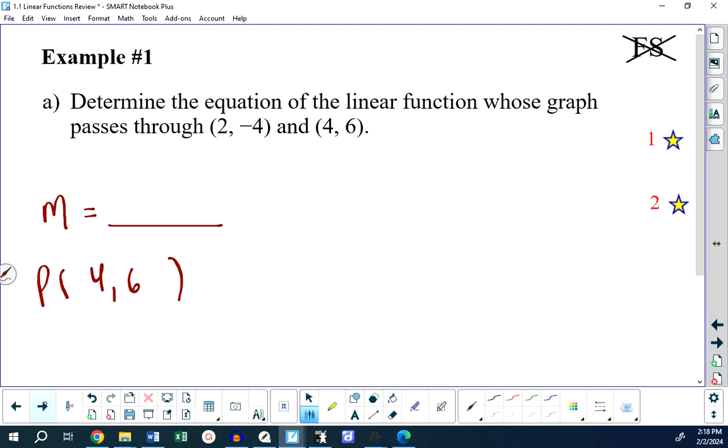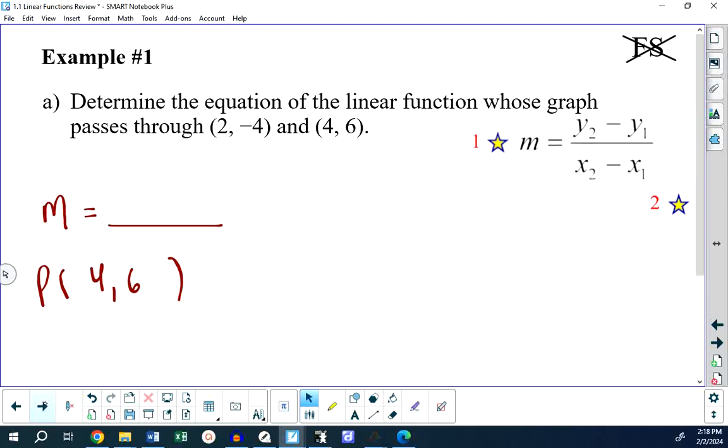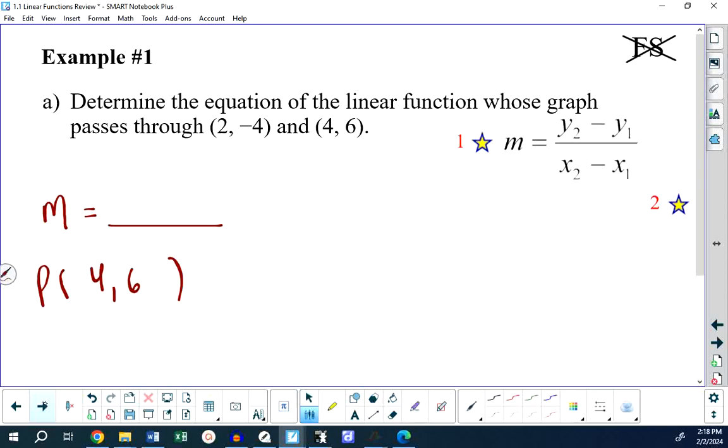So how are we going to find the slope? Well, you're going to use your slope formula, right? So your slope can be found by taking the y-coordinate of one point minus the y-coordinate of the other point over the x-coordinate of that first point minus the x-coordinate of the second point. Now this first example is very simple. It's not even going to have any fractions because we get for a slope 10 over 2, so the slope is 5.